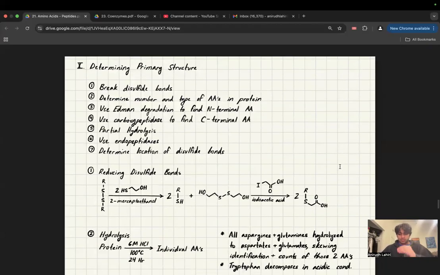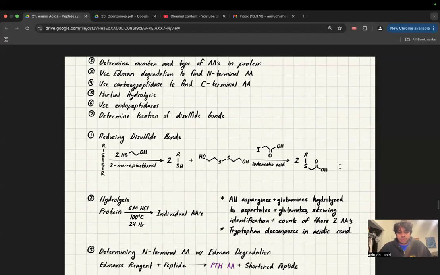Okay, so now we're going to talk about determining the primary structure of peptides, right? Given a peptide, how can we figure out the sequence? So, let's look into it. The first step will be to break the disulfide bonds. Then we determine the number and type of amino acids in the protein. We can use Edman degradation to find the N-terminal amino acid, use carboxypeptidase A or B to find C-terminal amino acids. We can do partial hydrolysis, use endopeptidases, determine locations of disulfide bonds. Okay, so that's a lot. Let's break it down step by step.